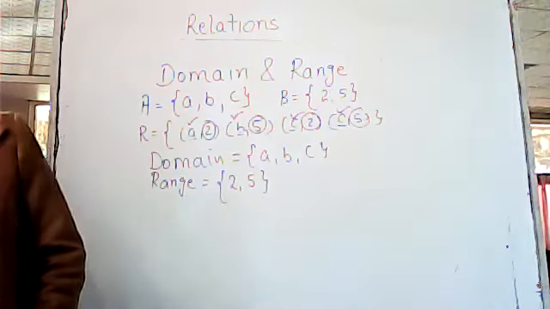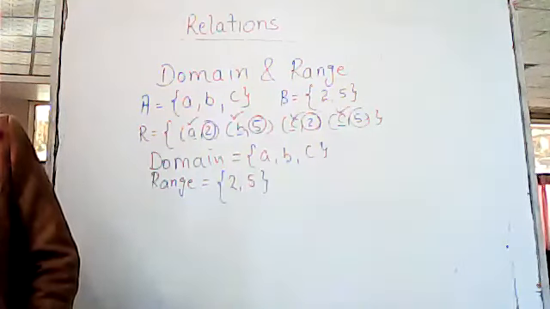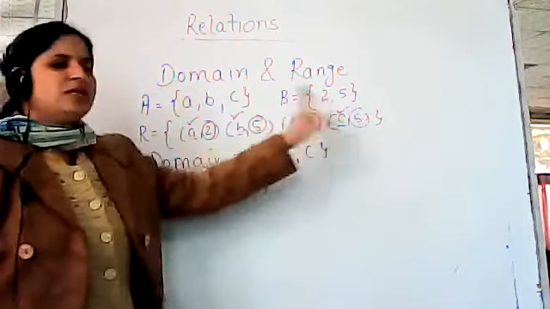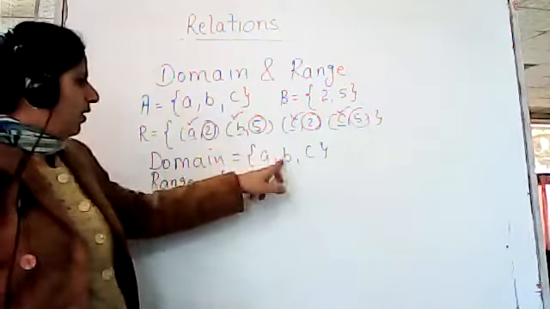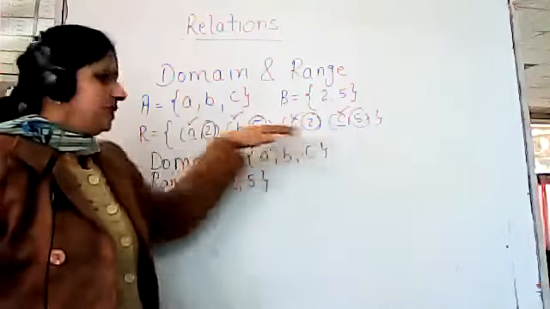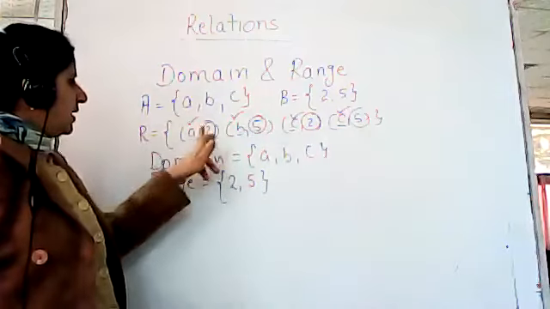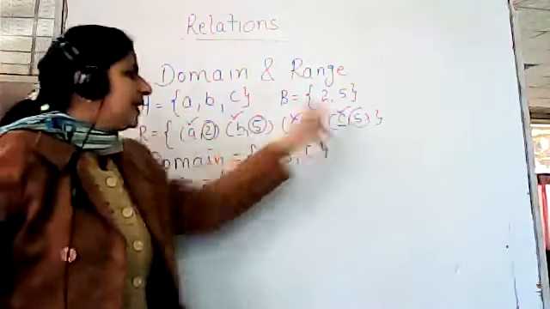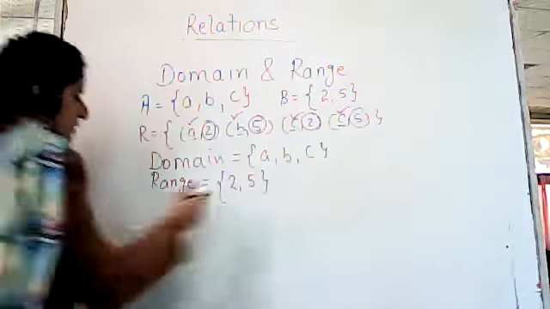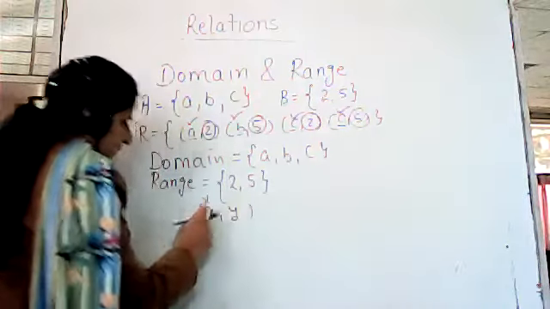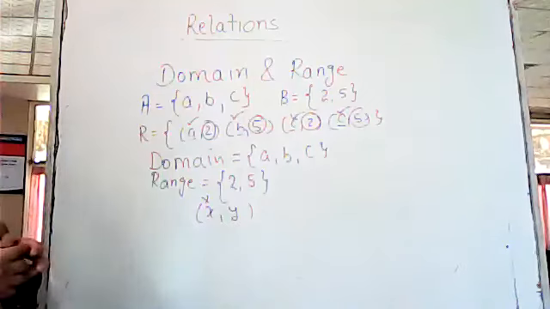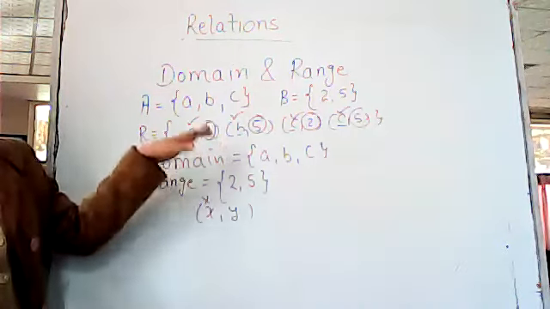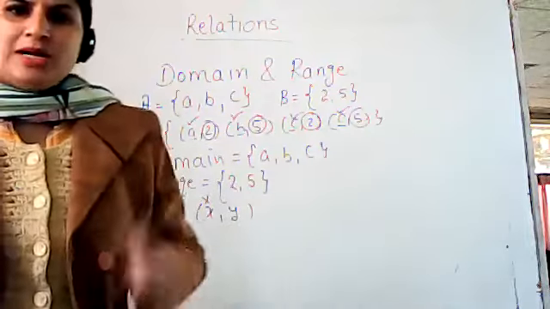So you can say, what is domain? Domain of any relation is basically the set of first coordinates of the ordered pairs. And what is the range? This is the set of all the second coordinates of the ordered pairs. The elements placed at first position form the set of domain, and the elements placed at second position always form the set of range. So any doubt in the definition of domain and range?